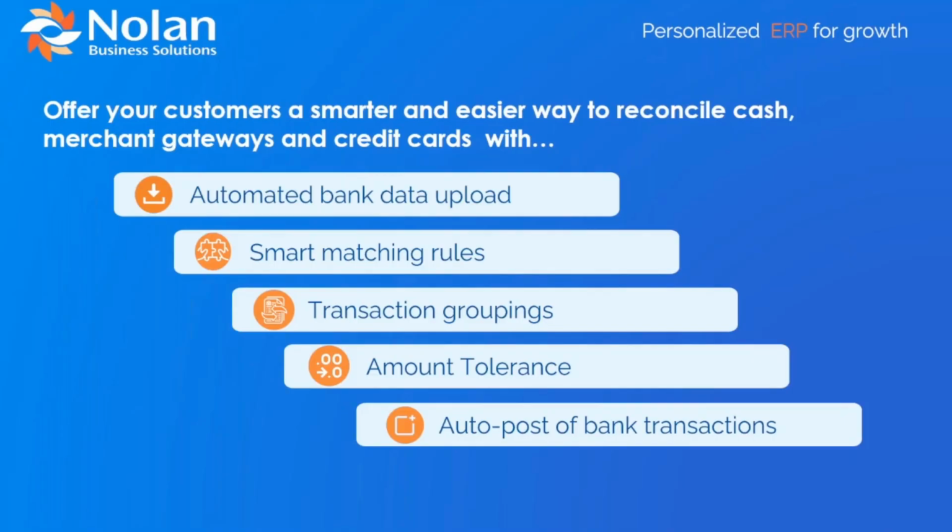We also, within our rules engine, are able to create very strong transaction groupings. So we're able to group many to one from bank ledger to bank statement. We're able to group many to many, and we're able to group one to many. And I'm going to show you examples of these as we move forward.